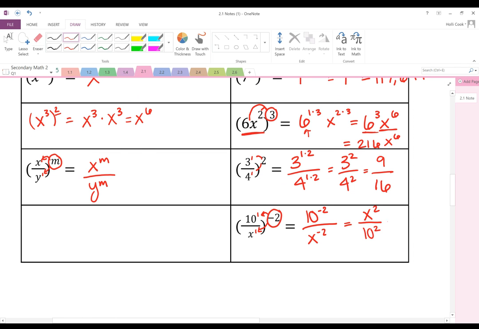Okay, so now that we've got everything positive, we just need to make sure we can evaluate anything we can, and 10 squared we know is 100. Okay, and that would be your answer for that one. Okay, and that's all for your 2.1.